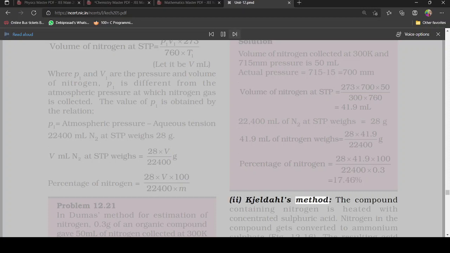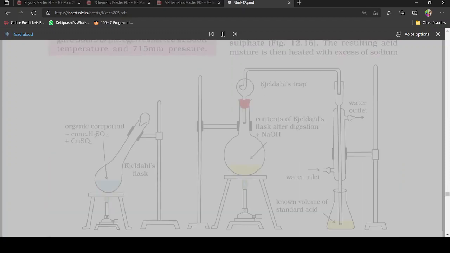2. Kjeldahl's method. The compound containing nitrogen is heated with concentrated sulfuric acid. Nitrogen in the compound gets converted to ammonium sulfate, Fig. 12.16. The resulting acid mixture is then heated with excess of sodium hydroxide. Fig. 12.16 Kjeldahl method. Nitrogen-containing compound is treated with concentrated H2SO4 to get ammonium sulfate, which liberates ammonia on treating with NaOH. Ammonia is absorbed in known volume of standard acid.